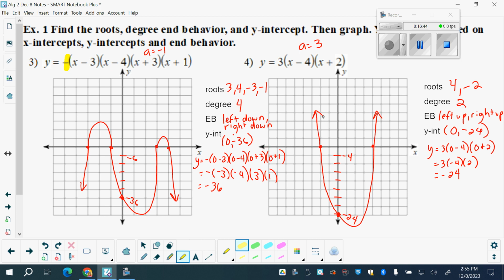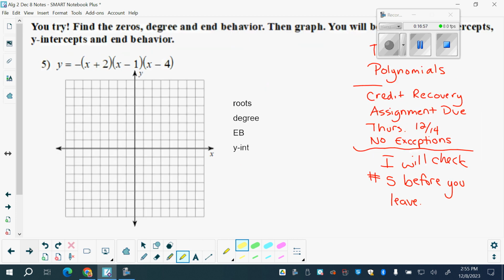Questions? Okay. So go ahead and do the U try. Anybody still looking at this one here? All by yourself. Yeah. Looks great. Nice job labeling your y-intercept.